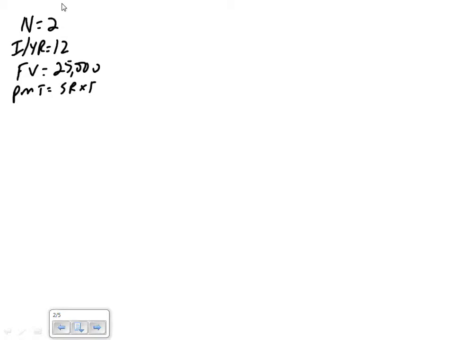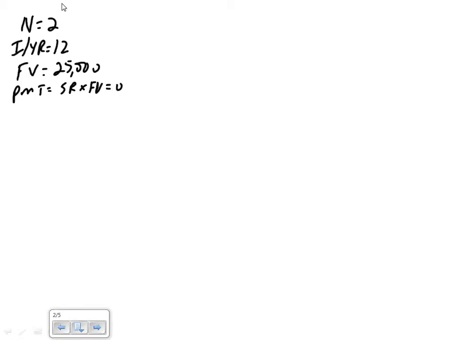And so what we want to do, remember it's a 2-year note, is set n equals 2. The interest rate per year is 12. The future value for this note is going to be $25,000, the amount that we're going to receive. And remember, it's non-interest bearing, so the payment, which is stated rate times face value, is 0, because the stated rate is 0.